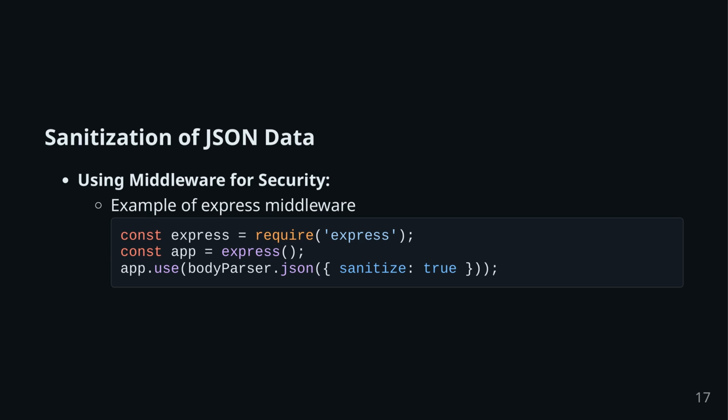Let's see an example. JavaScript: const express = require('express'); const app = express(); app.use(bodyParser.json({ sanitize: true })). Here, the bodyParser.json sanitize true middleware is configured to sanitize the JSON data, ensuring it is safe for use in your application. This approach provides a robust layer of security by preventing malformed or malicious JSON data from causing harm. Implementing such middleware not only simplifies the management of data integrity, but also significantly enhances the security of your applications.